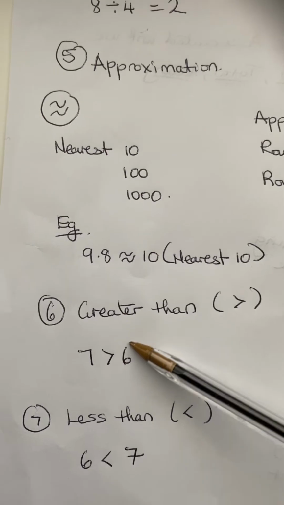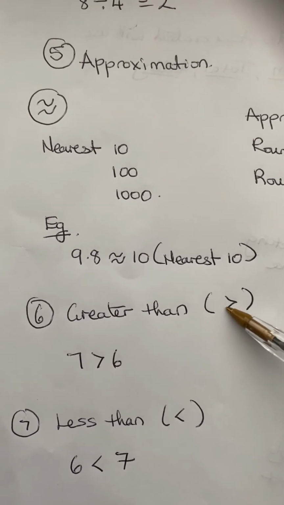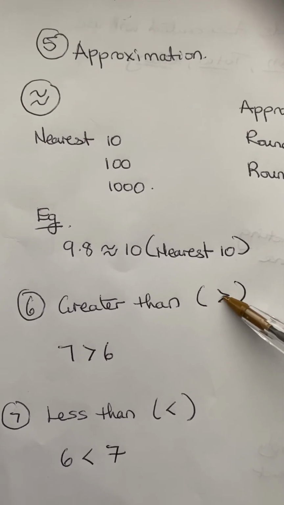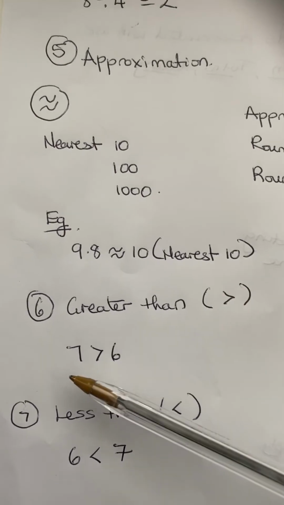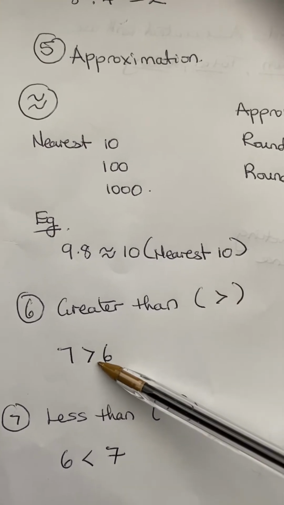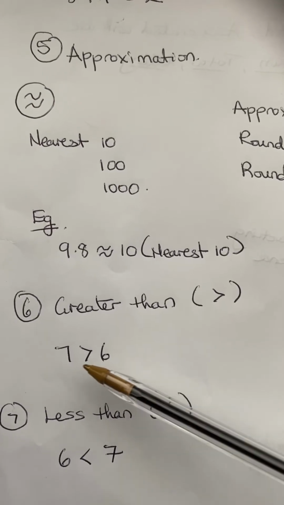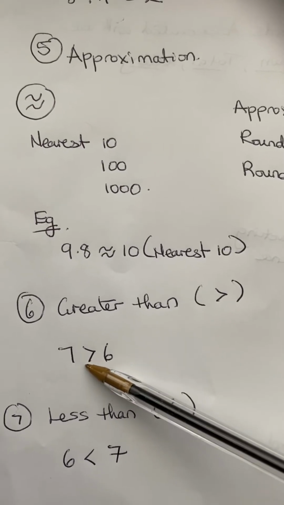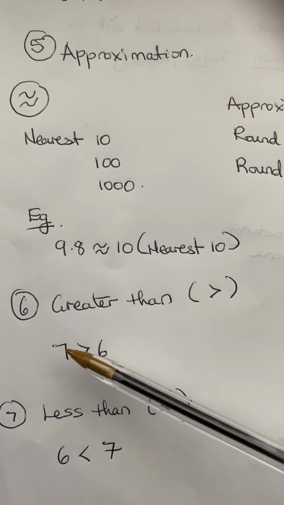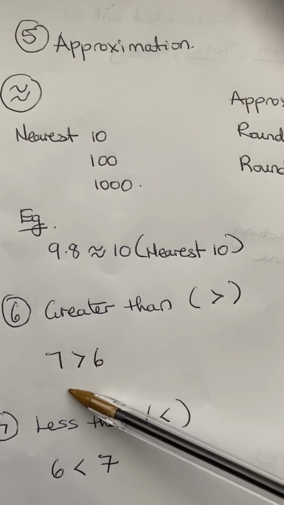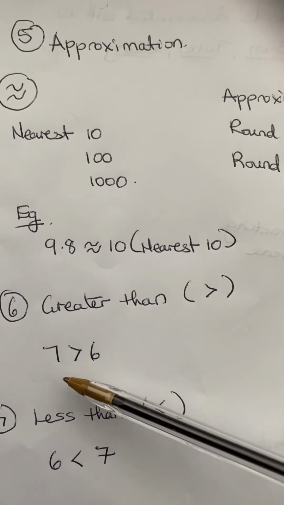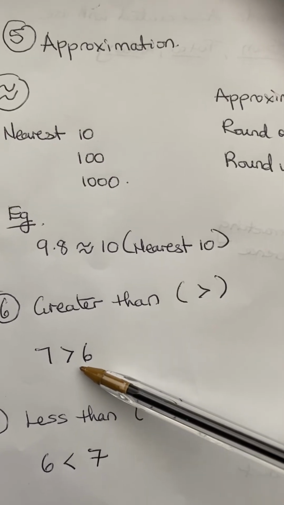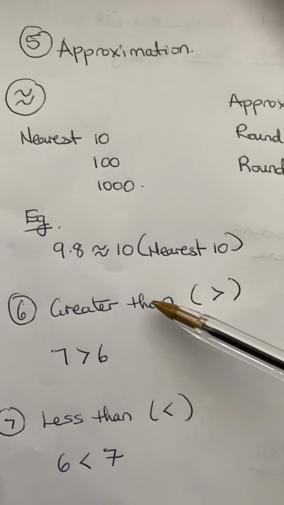Number 6, greater than. That is the symbol that you'll be using, and that is the symbol we use. So 7 is greater than 6. The larger number comes first. So 10 will be greater than, say, 5. 6 will be greater than 4.